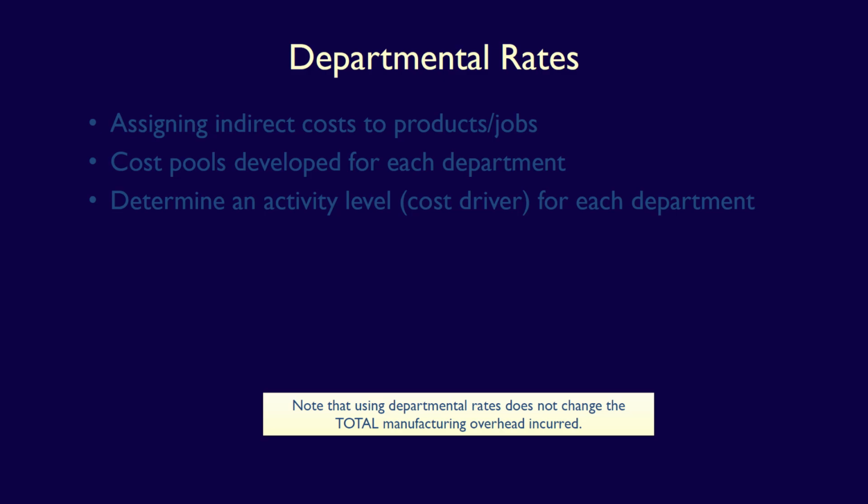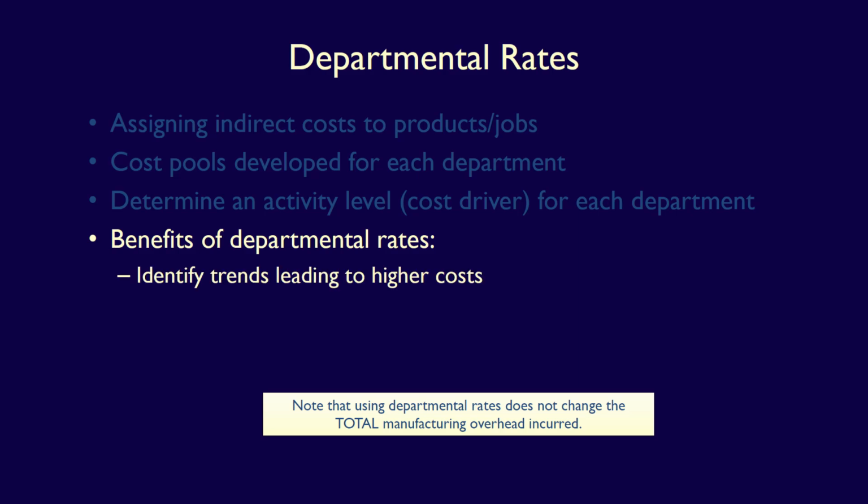incurred. For example, if a plant-wide rate uses estimated total manufacturing overhead of, say, $1,980,000, then the estimated total manufacturing overhead when divided into departments is still the same, $1,980,000. So why use departmental rates? What exactly are the benefits? First, by tracking overhead by department, it allows management to identify cost trends, helping them to control their costs in each department. This is far more difficult when overhead costs are accumulated in one huge plant-wide pool.